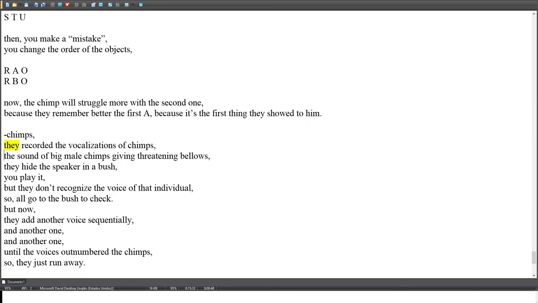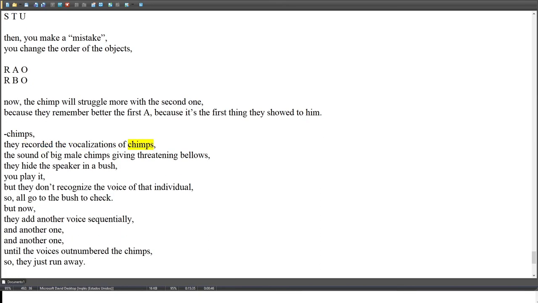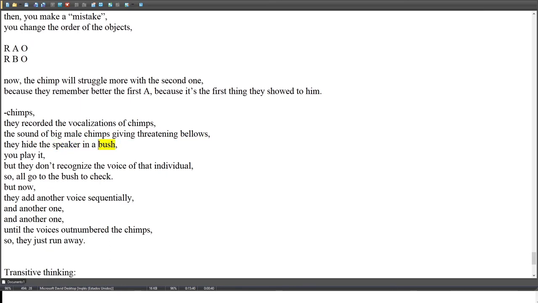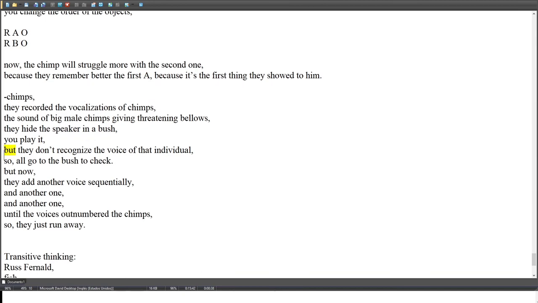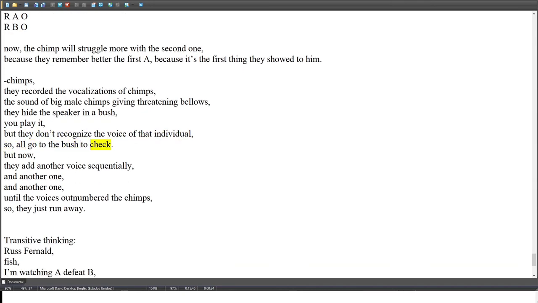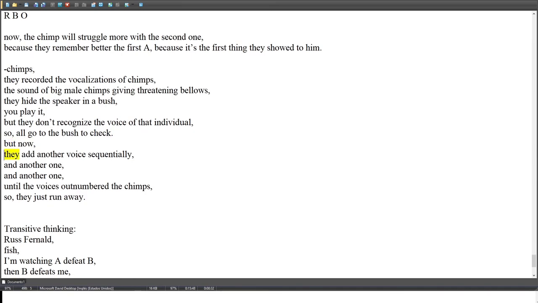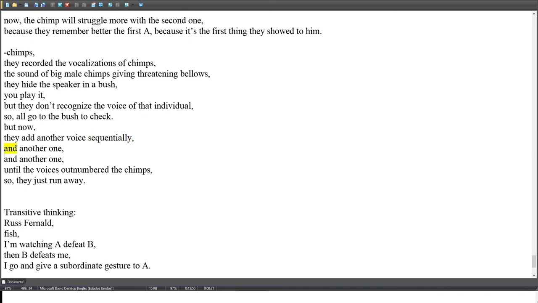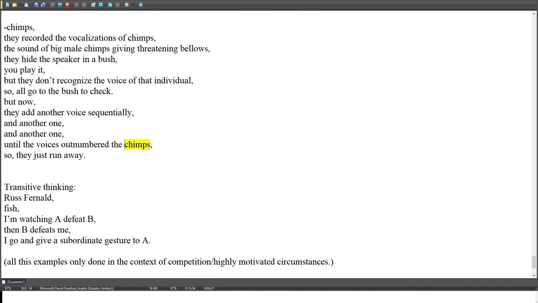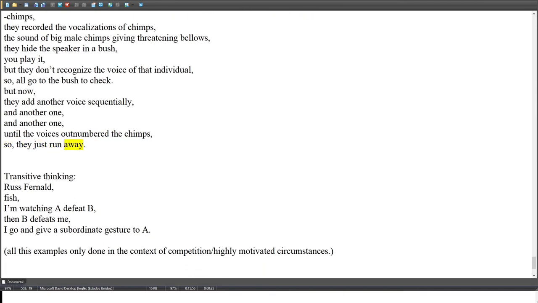Chimps. They recorded the vocalizations of chimps, the sound of big male chimps giving threatening bellows. They hide the speaker in a bush and play it. But they don't recognize the voice of that individual, so all go to the bush to check. But now they add another voice sequentially, and another one, and another one, until the voices outnumber the chimps. So they just run away.